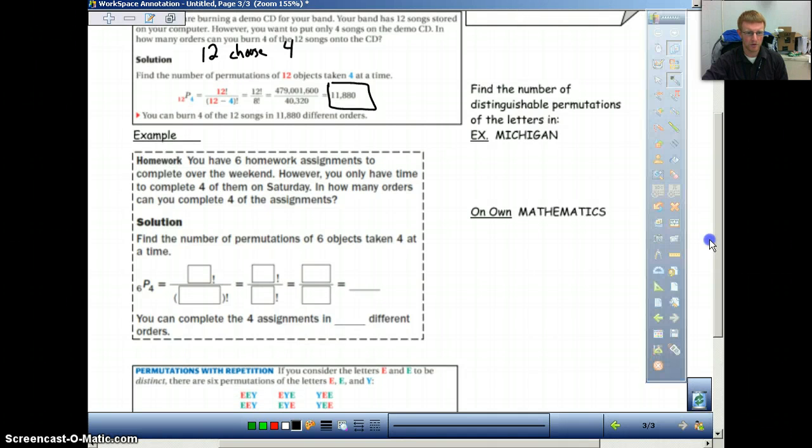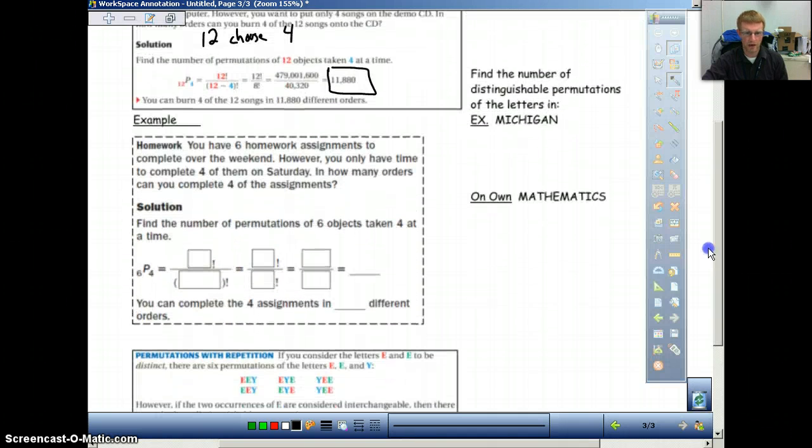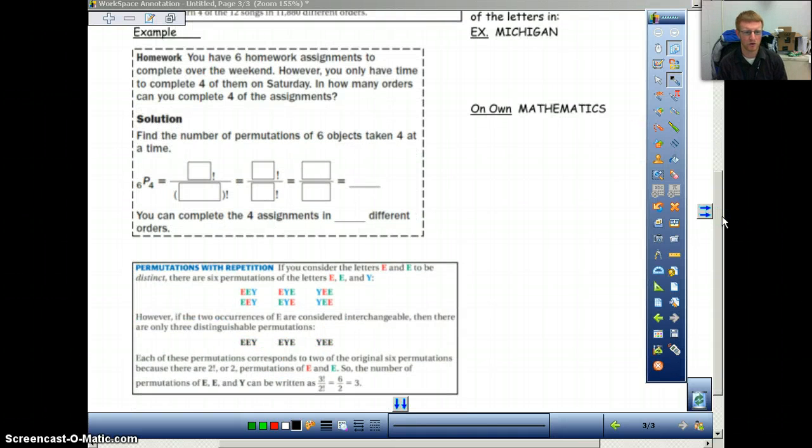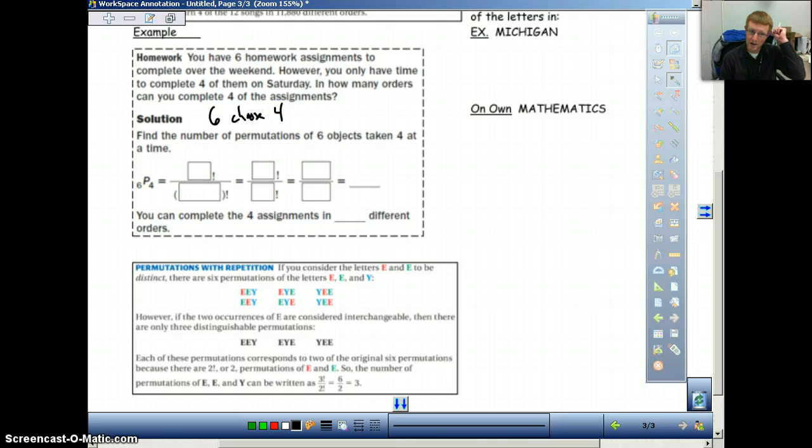The next example is very similar, and I want to just walk through this. So we have 6 homework assignments, and we only have time to do 4 of them. Okay, very common with you guys, I'm sure, where you only have time to do a certain number. So because we have 6 of them, I say this is 6, and we're going to only choose 4 of them to do. So we want to know how many different ways can we do 4 of those assignments. So we do 6 factorial on top. We do 6 minus 4 on the bottom.